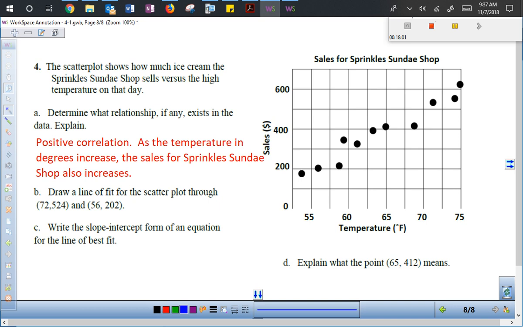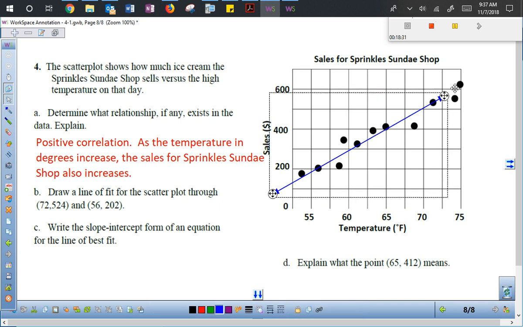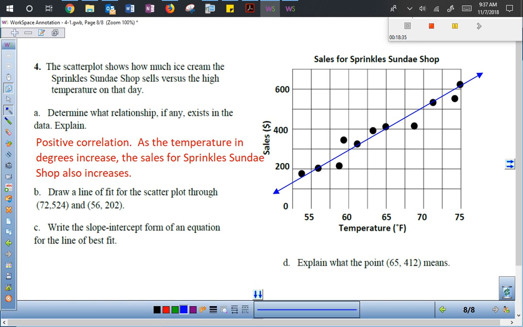Now part B says draw a line of fit for the scatter plot through 72, 524 and 56, 202. So I'm going to get my straight edge here, and 72 is about right here, and 56 is right here. So I want to go all the way through 56 and all the way through 72 and end it with arrows.